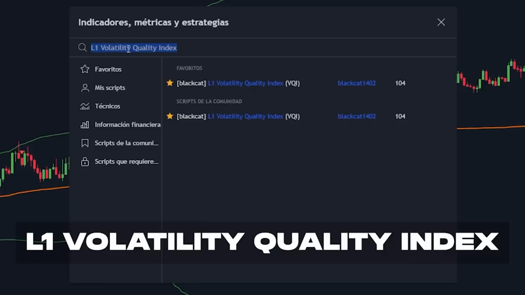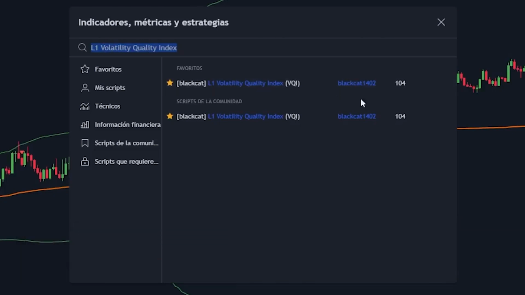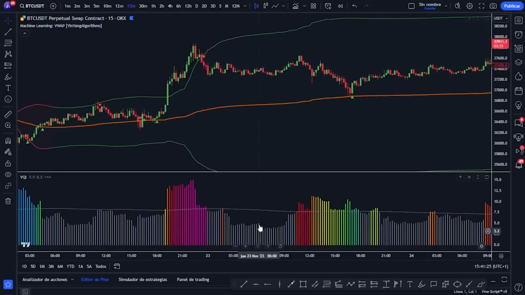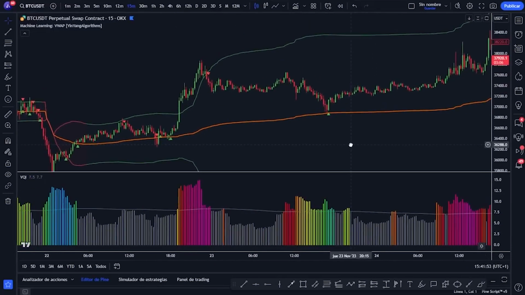It is called L1 Volatility Quality Index. It is from Black Cat, and when you click on it you will see something like this. It is an indicator that helps us to detect when we have more or less volatility in the market. It can also have many applications in other types of strategies that we could see in the future.